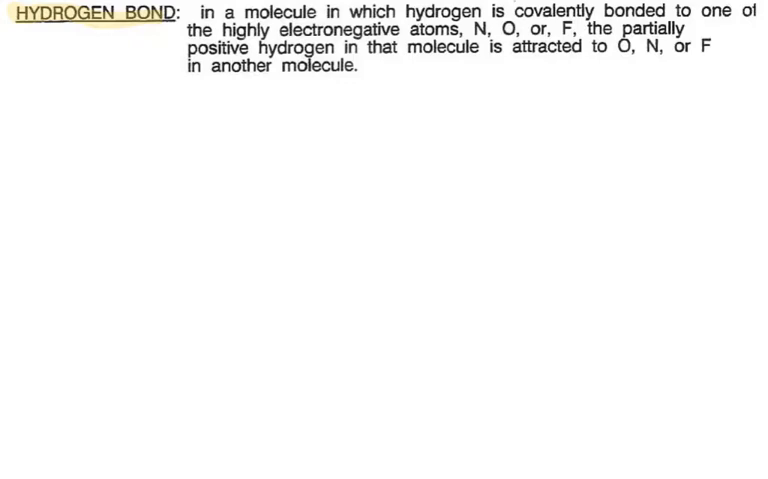A hydrogen bond is found in molecules in which hydrogen is covalently bonded to one of the highly electronegative atoms, nitrogen, oxygen, or fluorine. I like to say fluorine, oxygen, or nitrogen. And the partially positive hydrogen in that molecule is attracted to another oxygen, nitrogen, or fluorine in another molecule. Again, this is between two separate molecules. I'd like to come back to this one after I've talked about the dipole-dipole, and that'll be to show you the difference between the hydrogen bond and the dipole-dipole interactions.